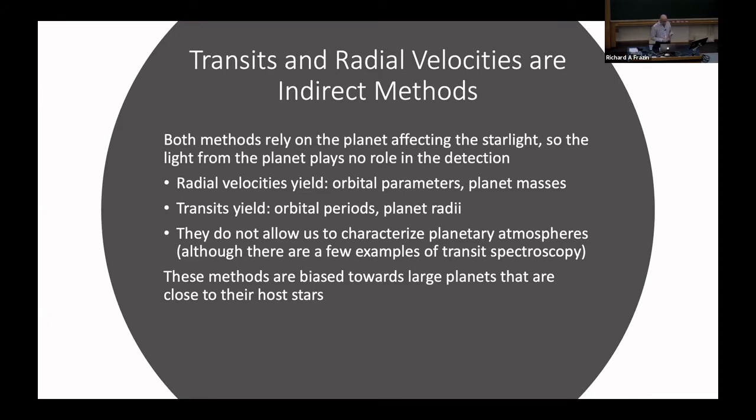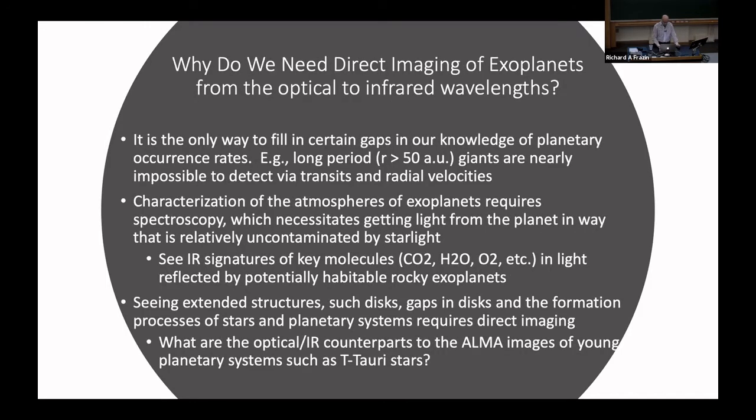And so with the radial velocities, you can get orbital parameters and planet masses, and the transits can give you the orbital periods and planet radii, but they don't allow us to see what's going on with the planet itself. So you can't really see what's happening with the planet's atmosphere. And also these methods are pretty heavily biased towards large planets that are close to the host stars. So you're getting a very biased sample of the planetary populations.